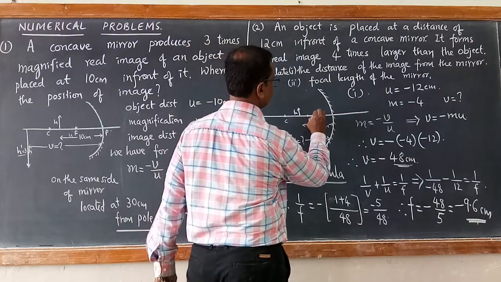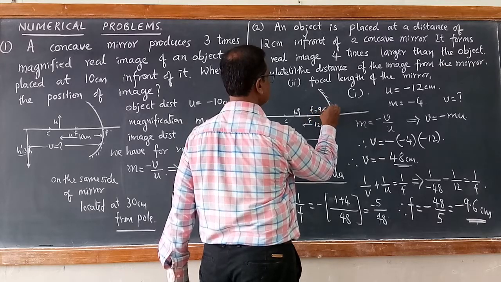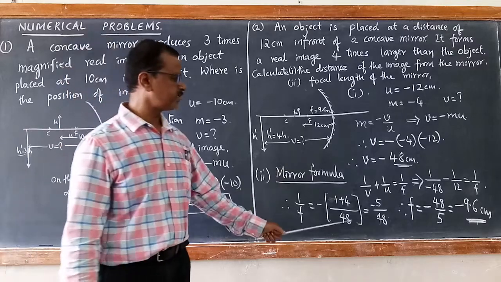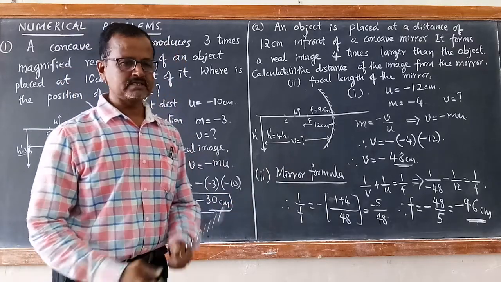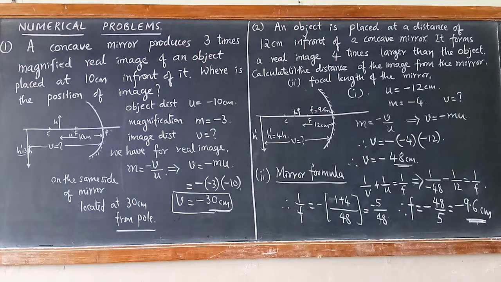Means the focal length of this concave mirror is 9.6 centimeter. And focal length of a concave mirror is always negative. That is evident from this calculation. That's how, if you understand the problem, visualize the problem, then solution becomes simple.